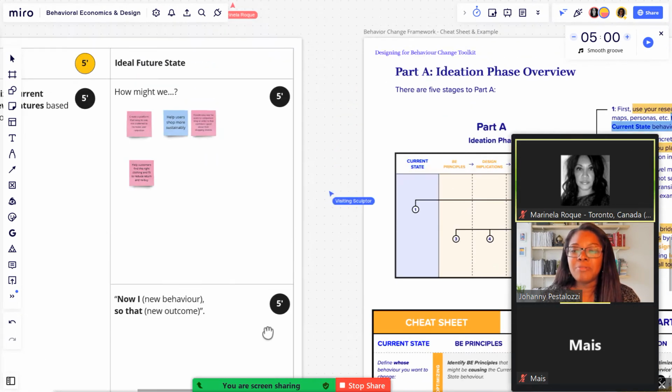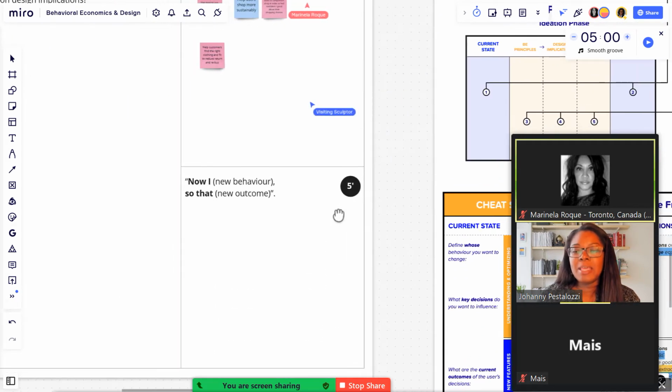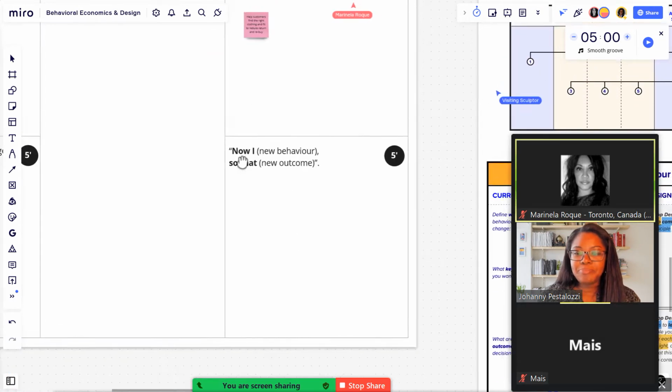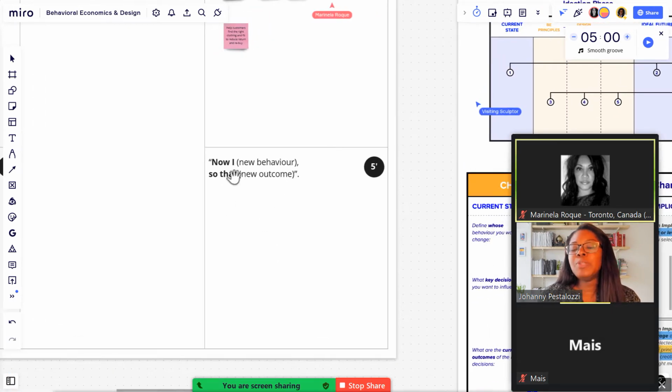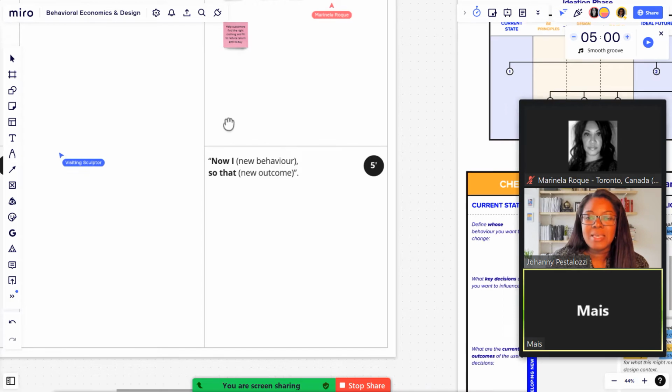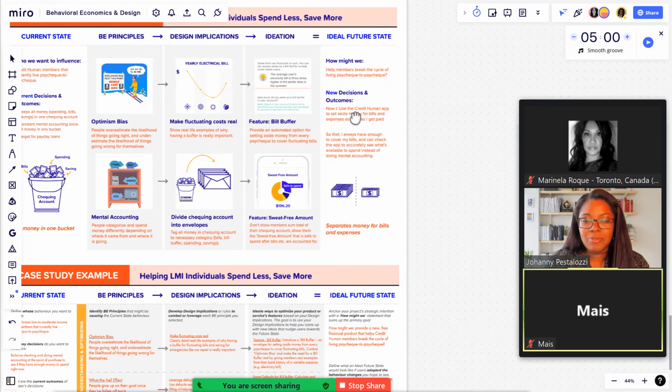Now, the second part of this future state includes a "now I" statement, so that new outcome. So the idea is that we write sentences. You can use, again, sticky notes from below and bring them here. And then write sentences of what users will be able to do in the future and what will be the outcome of them doing that behavior. Is that clear? Can you re-explain?